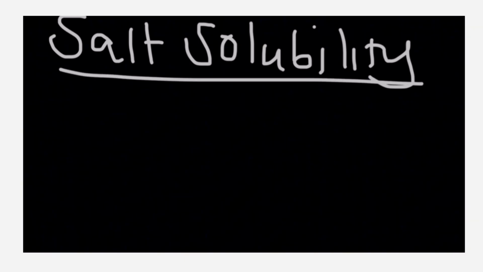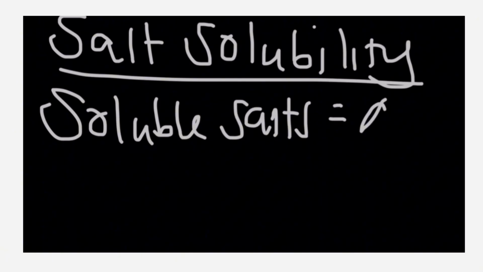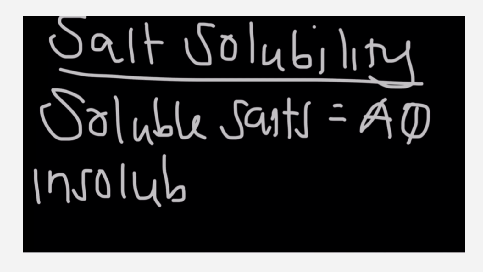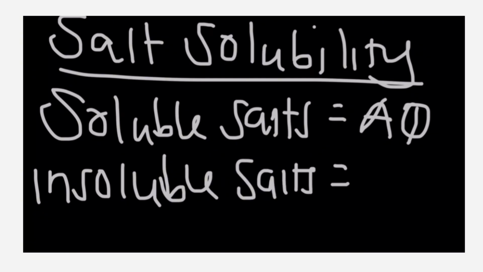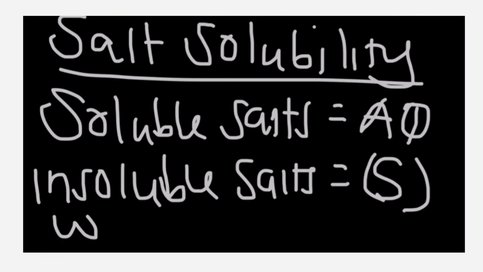According to the salt solubility, we understand that soluble salts will always be in aqua state. We write AQ. And then for insoluble salts, we understand that they will be in solid state because they are insoluble. That means they cannot dissolve in what? In water. So their state symbol becomes solid. Now, we also understand that water, H2O, always exists in liquid state.